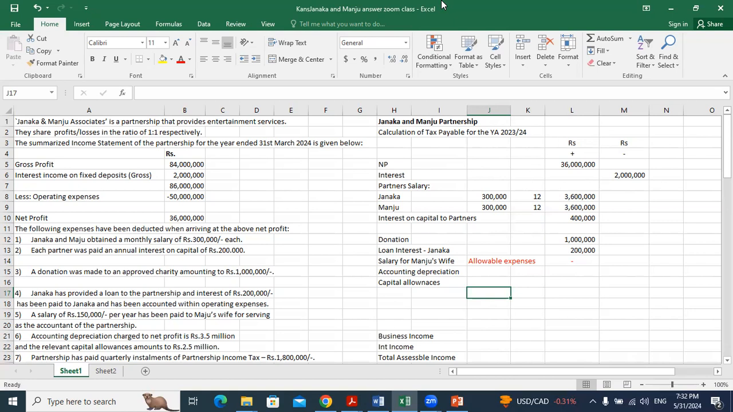This is allowable. This is an allowable expenditure for the partnership. The other thing is, when the income tax computation of Mr. Manju is done by Manju for his individual income tax computation, he has to take this 150,000 as his income of the partnership.